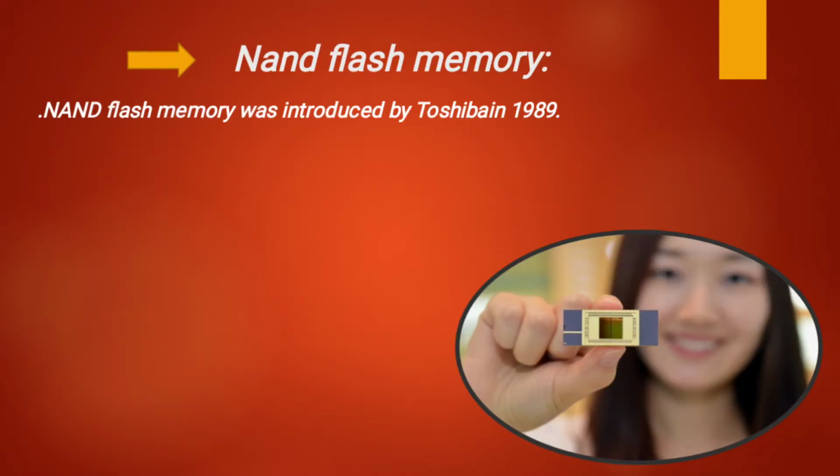Now the second one is NAND flash memory. It is called NAND flash memory because the NAND gate is used in it. NAND flash memory was introduced by Toshiba in 1989. It was developed to replace hard disks. In the old times, we used floppies and SDs to store our data for the long term.